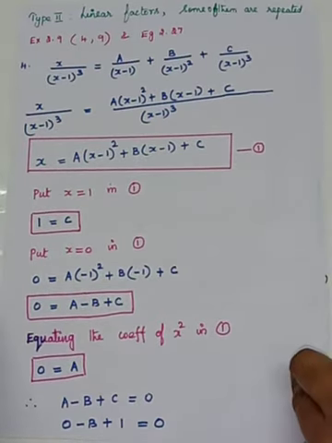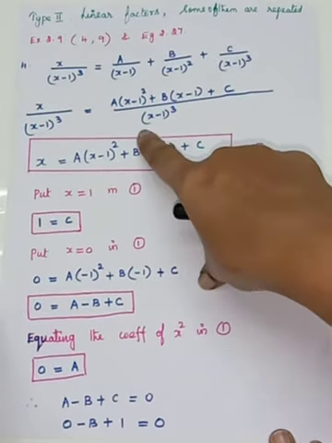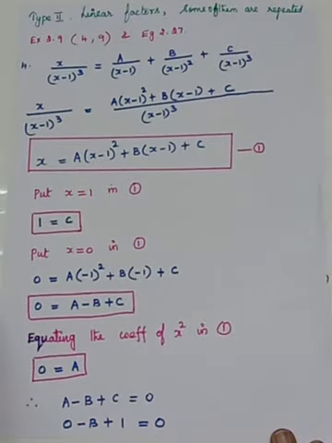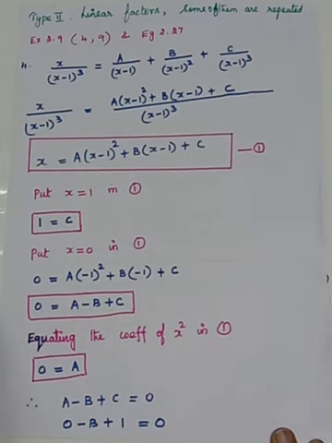The a times x minus 1 the whole squared will become 0. So a term is 0. And here, when you substitute x equal to 1, this also becomes 0. So we can get the value of c. So c is equal to 1. Okay, there is no other linear factor except x minus 1. But we have to find the values of a and b.